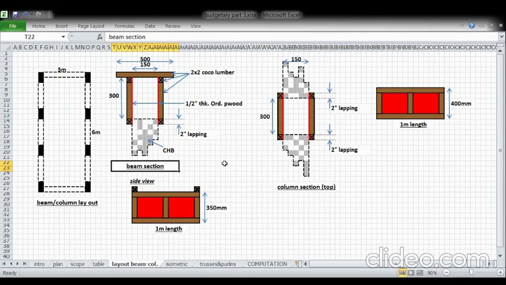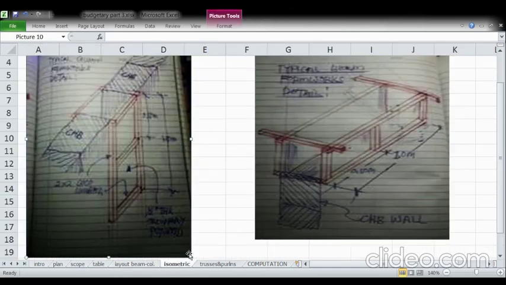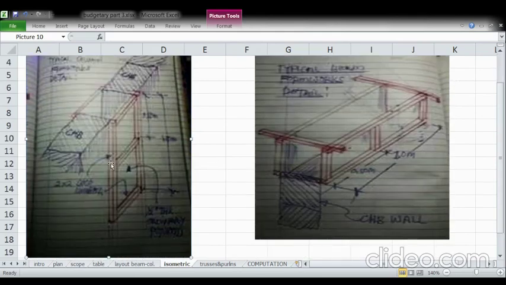So I want you to make a screenshot of this. Okay, there. And in order to have the idea on what this is, this is now the isometric drawing, a freehand sketch. This is for the column, and this is for the beam.